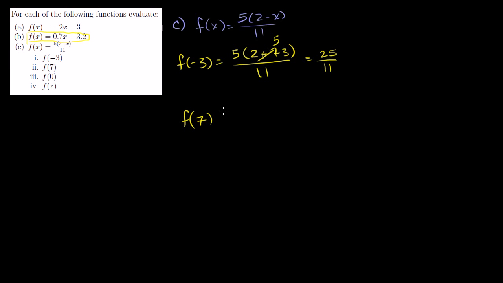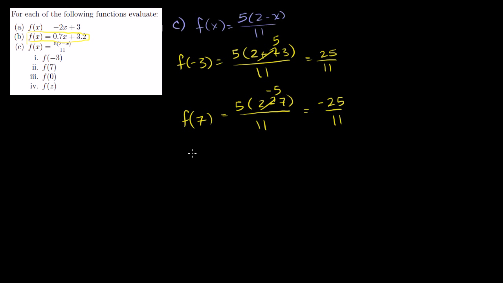For that second function, f of 7 is equal to 5 times 2 minus, now for x we have a 7. 2 minus 7 over 11. So what is this going to be equal to? 2 minus 7 is negative 5. So 5 times negative 5 is negative 25 over 11.